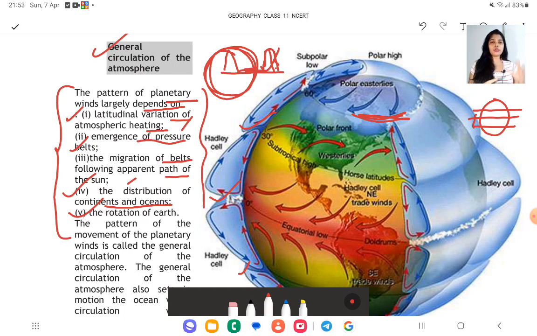You can always think, from whatever we have discussed till now, that obviously when the earth is rotating, that is going to affect the pressure and the wind. When there is a heating difference, that is going to affect it too, because again the low pressure and the high pressure areas will be created. So in that sense, these are the factors.